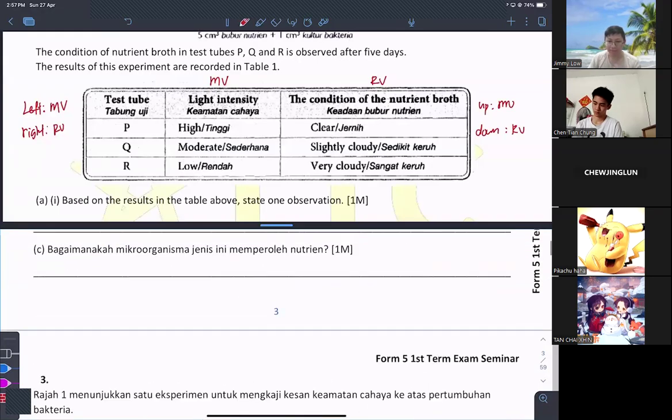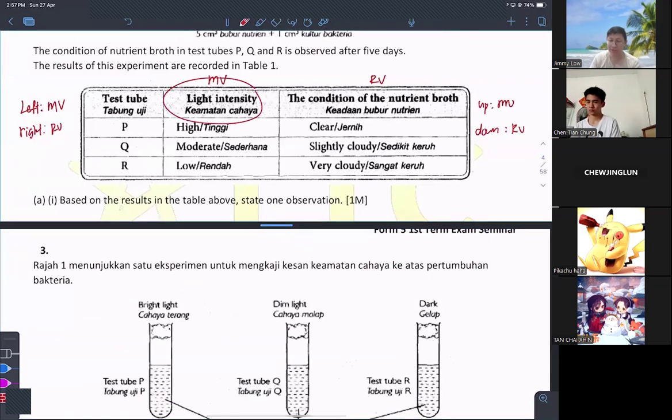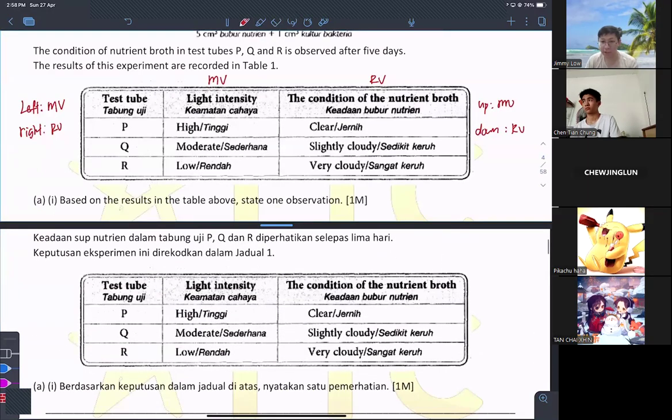So in BM as well you see, kesan keamatan cahaya ke atas pertumbuhan bakteria. So kesan keamatan cahaya atas pertumbuhan bakteria. Then you know what is happening. So you get your MV and RV first before everything starts.